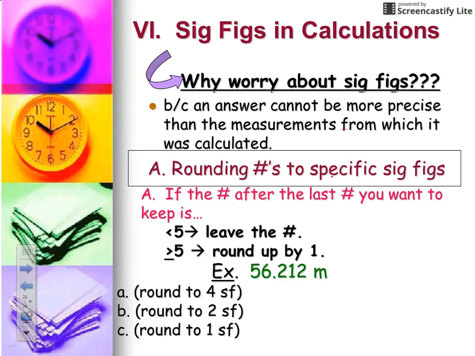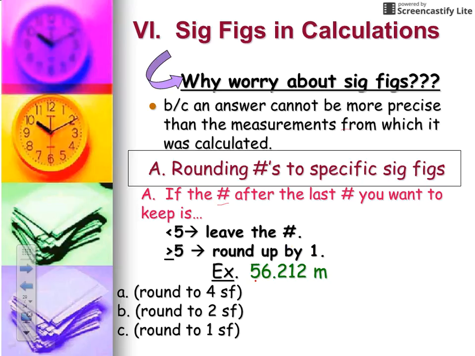When we're rounding to specific significant figures, we're going to follow the rules for rounding that you learned back in elementary and middle school when you first learned how to round. If the number that comes after the last digit that you want to keep is less than 5, you're going to leave the number and then drop off the numbers you don't need. So we call that rounding down. If the number after the last digit you want to keep is greater than or equal to 5, though, we're going to round up by 1.